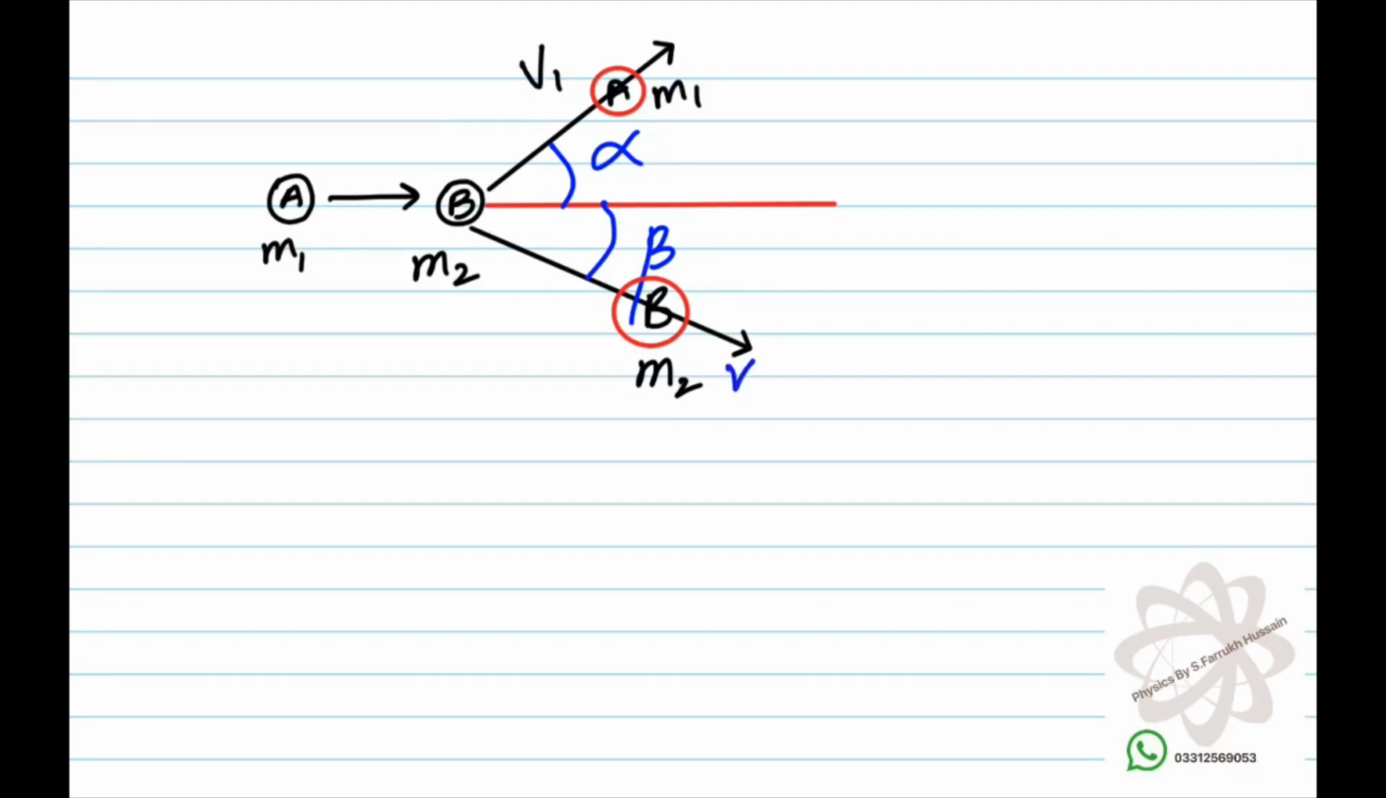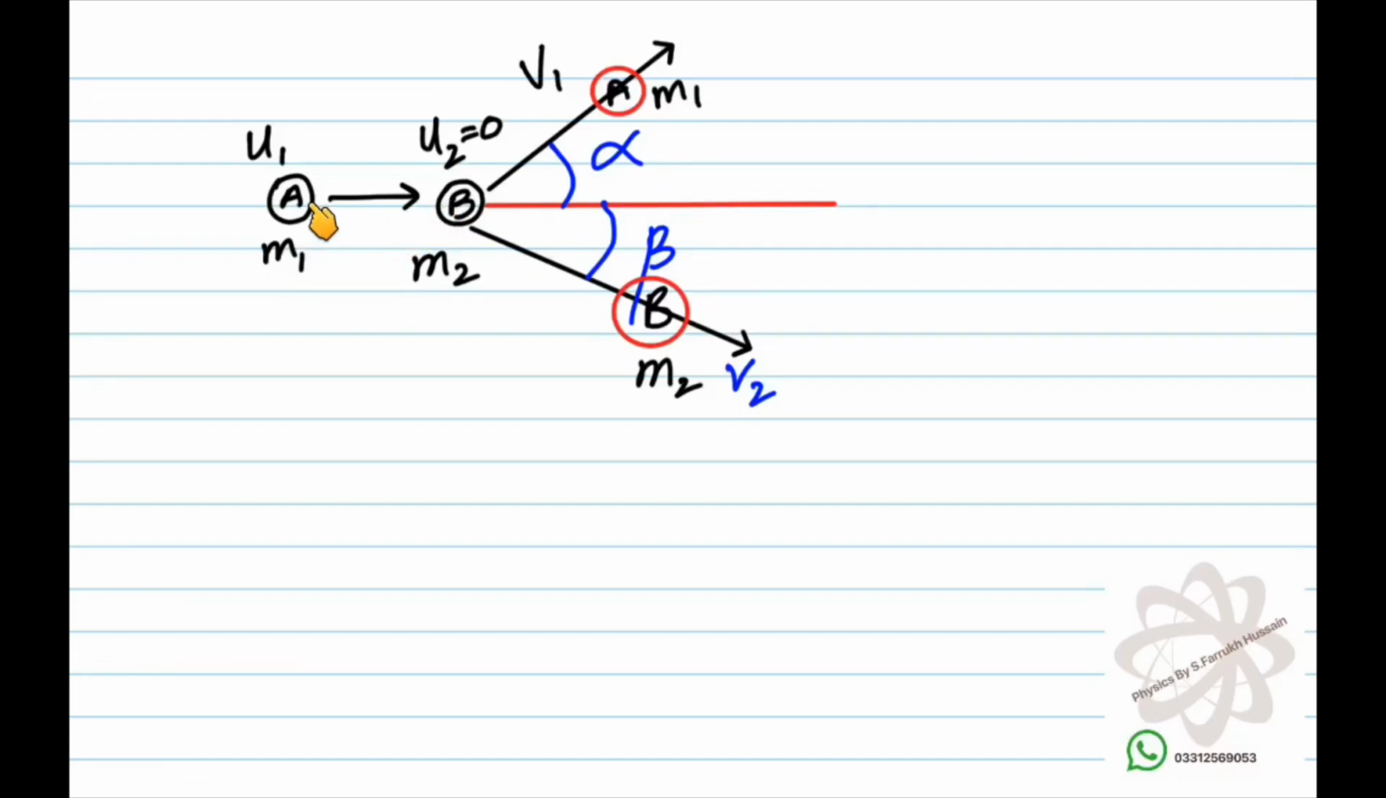There are two objects, object A and object B. This is before collision. After collision, object A and object B move with angles alpha and beta with velocities v1 and v2. Before collision, object B is at rest while object A is moving and it strikes object B.